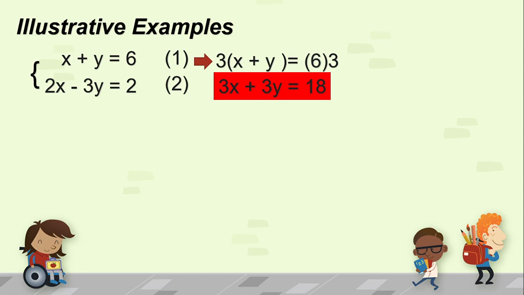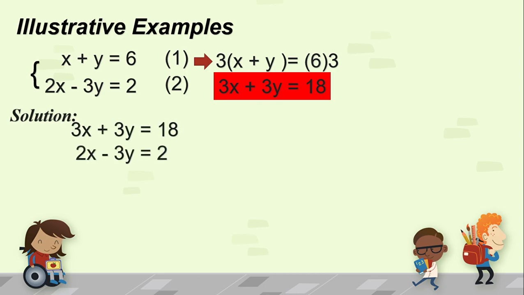Now, from here, we can add. So this will serve as our third equation. So now, let's add our third equation and our second equation, which is 3x plus 3y is equal to 18, and 2x minus 3y is equal to 2, which is our second equation. So from here, we can eliminate one of the variables, which is y. So for this, let's add.